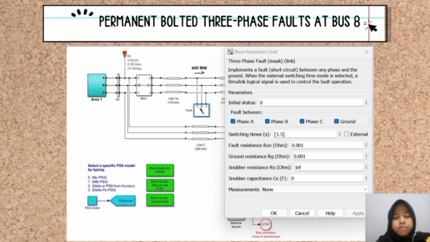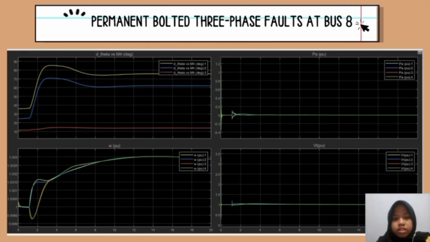Next, I will explain about the permanent three-phase fault at bus 8. For this part, it is also the same: we only change the switching time at the fault. The value that we use is 1.5. This shows all the parameters that we use for the permanent three-phase fault at bus 8. For circuit breaker 1 and circuit breaker 2, we use the same value, which is 1.133 seconds. Next, we go to the result.